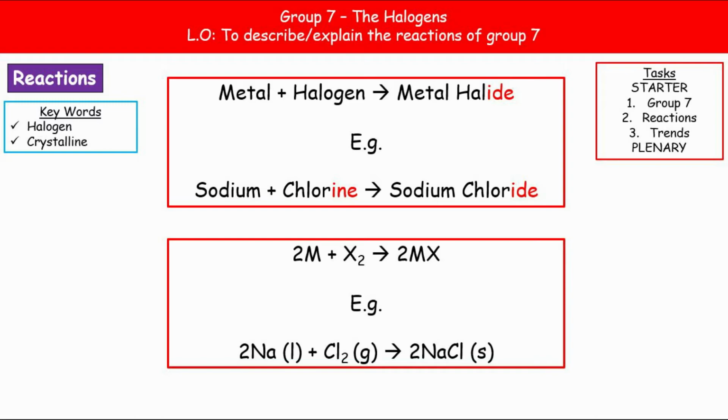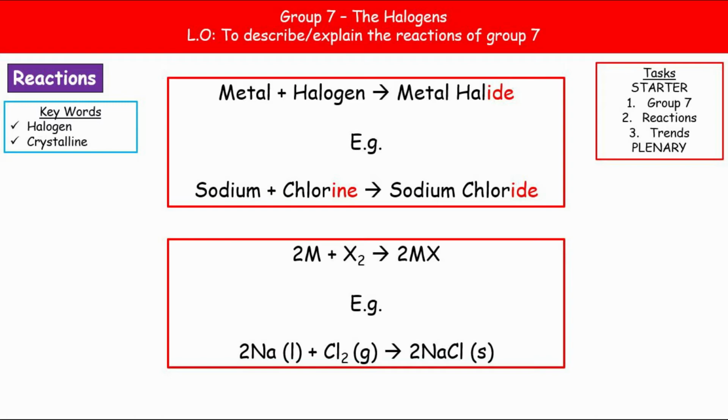If we move into the second box you've got on the screen, then we've got the general balanced symbol equation. So M stands for metal, and X is going to stand for our halogen, whatever it may be. And the good news about this is that when we're reacting our metal and our halogen, it's going to be the same. So if you're rubbish at balancing, again, you can just memorize 2's in front of the metal and the metal halide, and then you get it right.